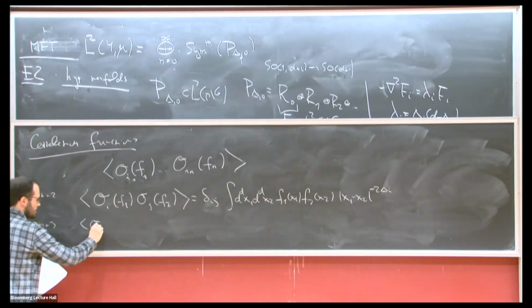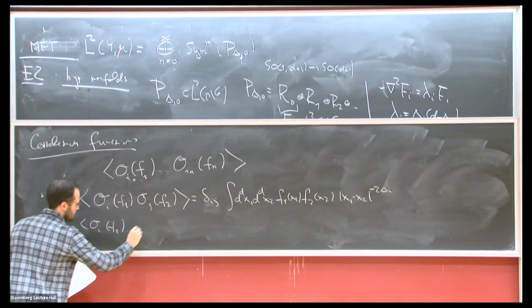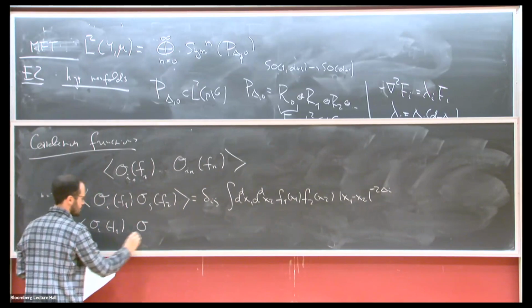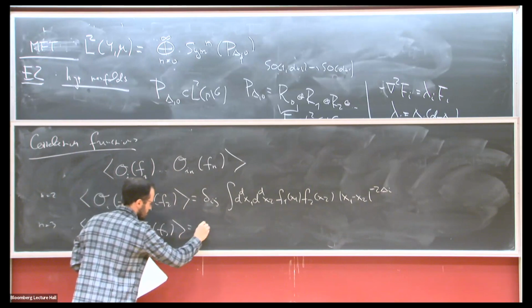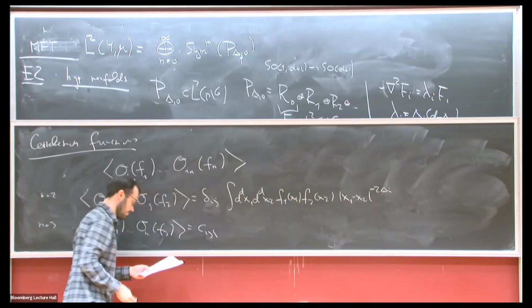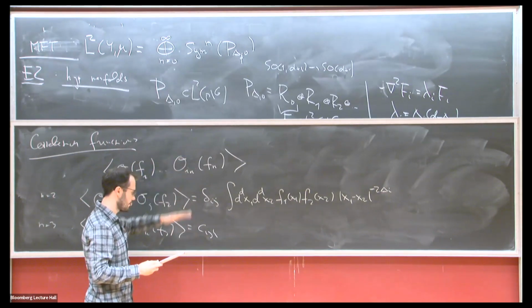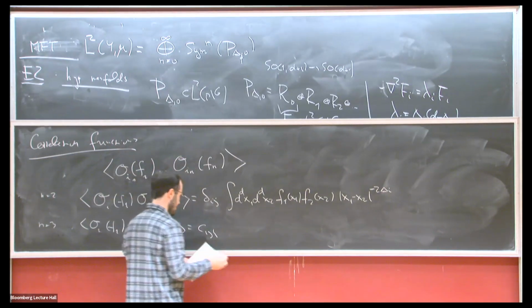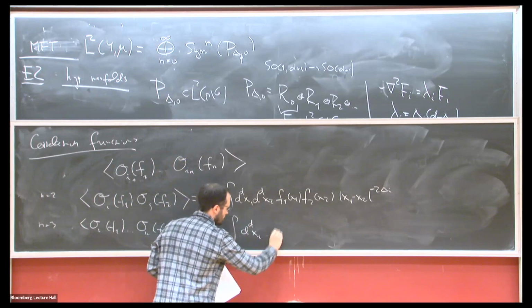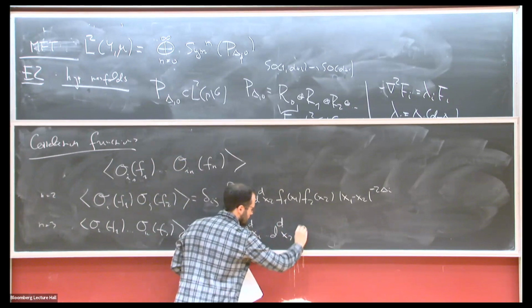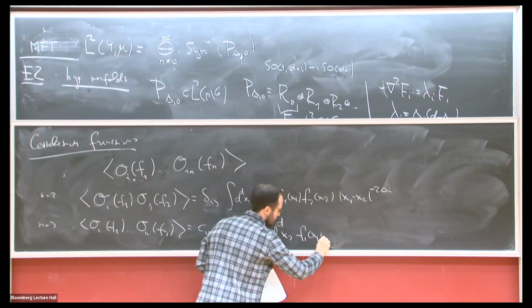For the n equals 3 case, we get a new piece of data, which are the 3-point functions. So now we have both the scaling dimensions and the 3-point functions for a conformal measure space. I'm not going to write out the whole formula, but you can imagine what it looks like.